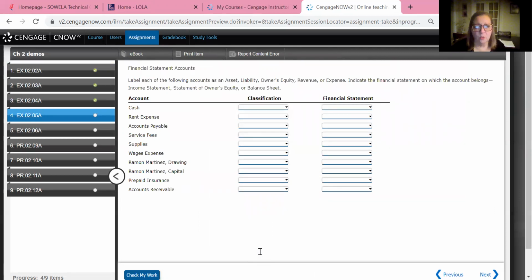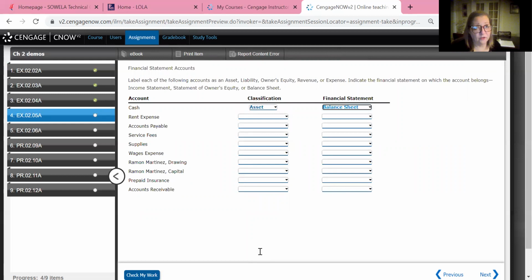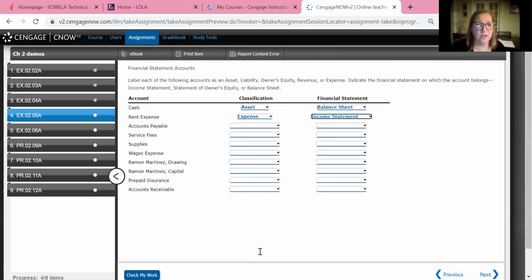Okay, so we're going to start with cash. We already know that cash is an asset, and assets always go on the balance sheet. So this is a piece of cake once you figure out those elements that we talked about in the lecture. Rent expense is an expense account. It goes on the income statement. Revenues and expenses and gains or losses go on the income statement. Assets, liabilities, and equity, capital accounts, go on the balance sheet.